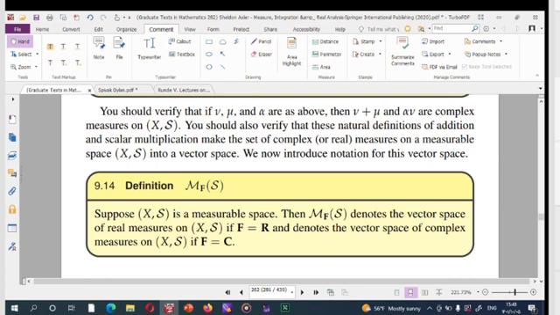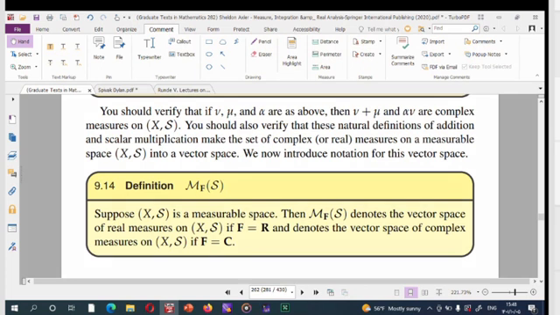You should verify that if nu and mu are complex measures, then nu plus mu and alpha mu are complex measures too. And we have this definition.